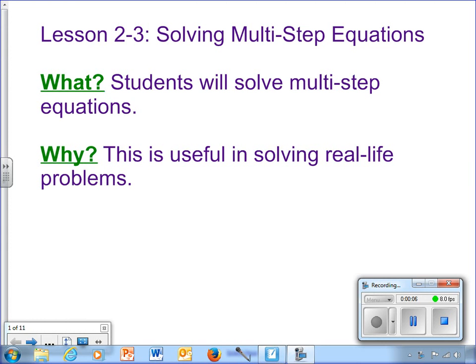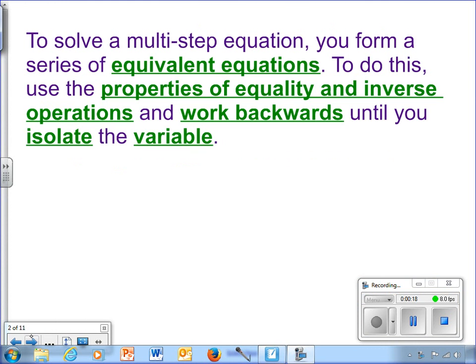This is lesson 2-3. In this lesson, we are going to be solving multi-step equations. Multi-step equations are very useful in solving real-life problems. To solve a multi-step equation, what we are going to do is to form a series of equivalent equations.